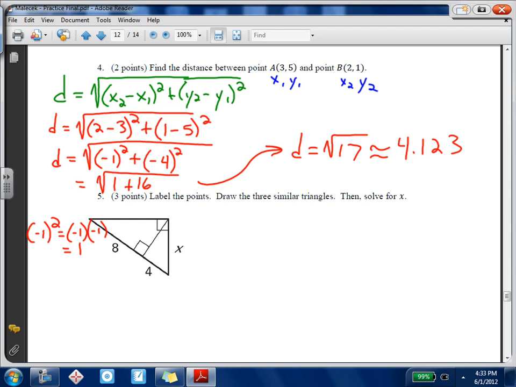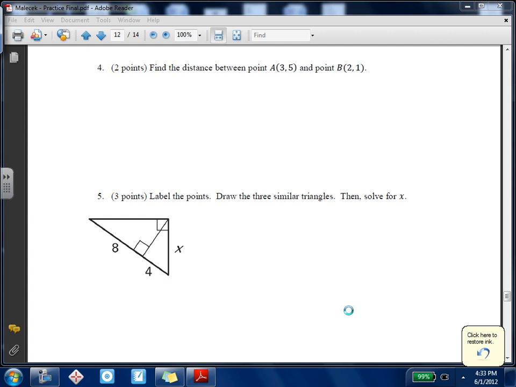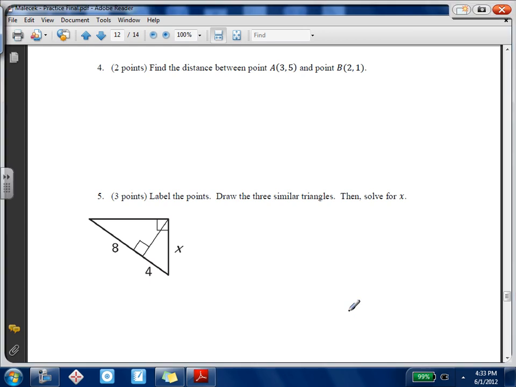Number 5 will be a bit of a long problem. Label the points. First off, we need to talk about what problem this is. We have 3 similar triangles here. They're all right. So 3 similar right triangles. It's going to help if we label all of our points. So we'll label it A, B, C, and D. You'll notice we have the large triangle ABC.